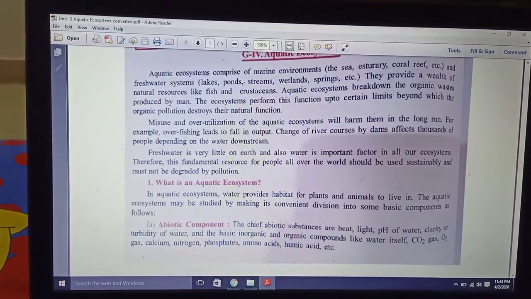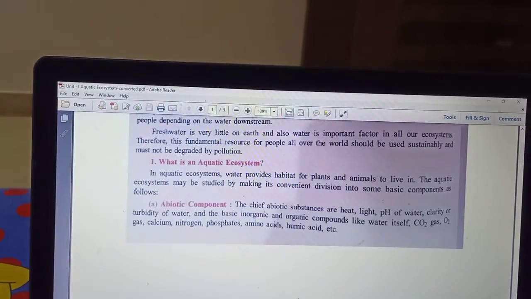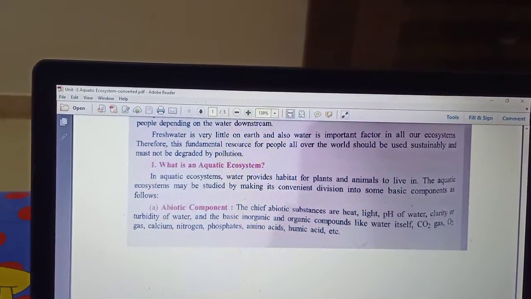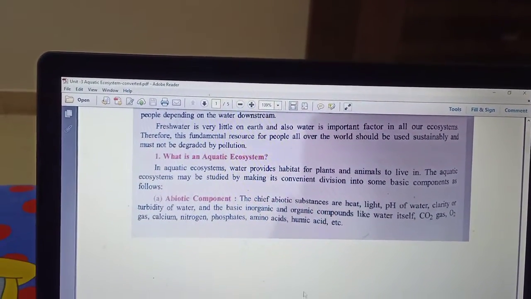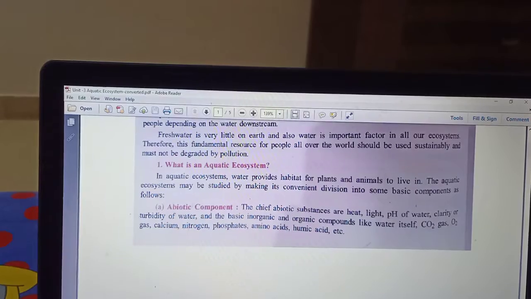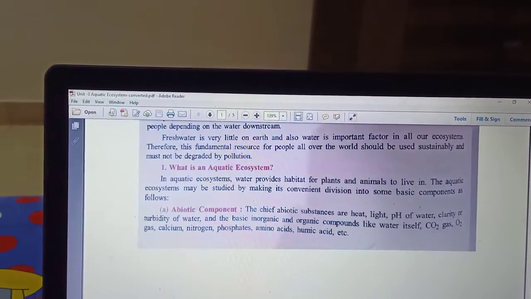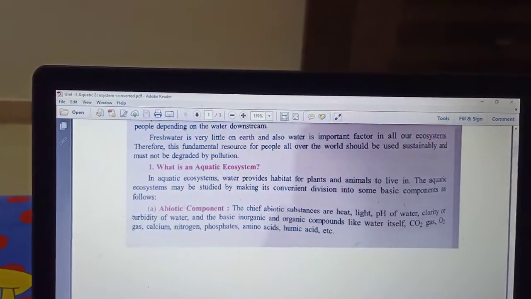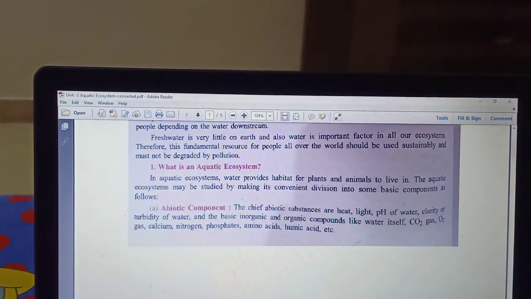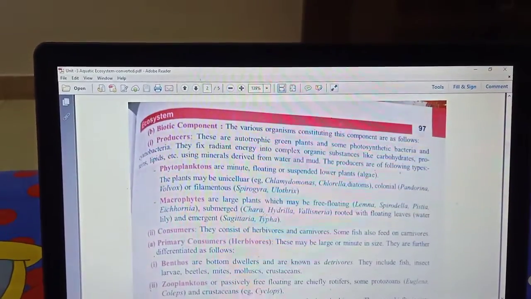It has two components: one is abiotic, another is biotic. If we are talking about the abiotic component, the chief abiotic substances are heat, light, and pH of water. You will also see salinity, that is salt composition, in various types of wetlands. pH of water is also important, along with clarity and turbidity, and other organic and inorganic compounds found in this aquatic ecosystem: CO2, O2 balance, amino acids, humic acids, and different kinds of things you can see in this system.